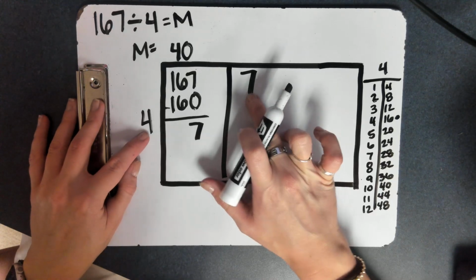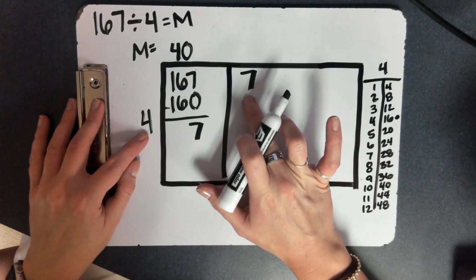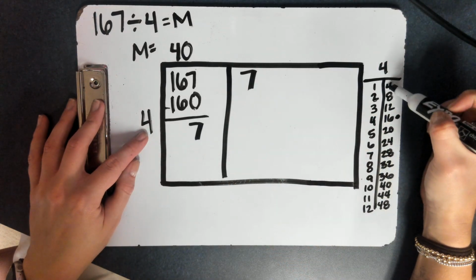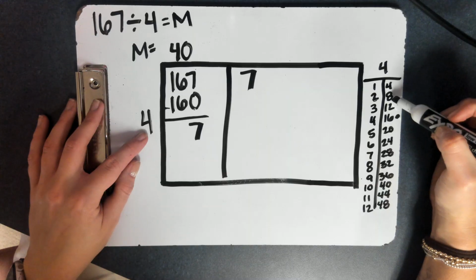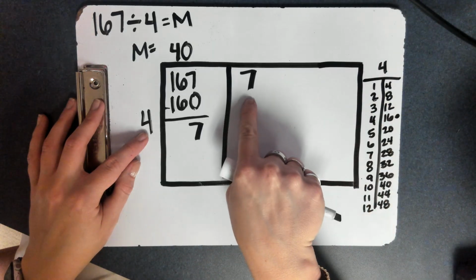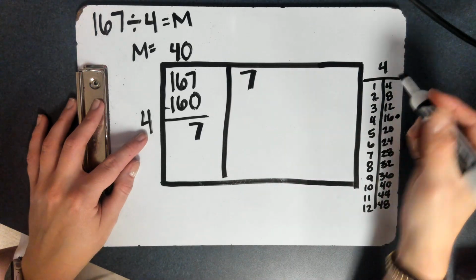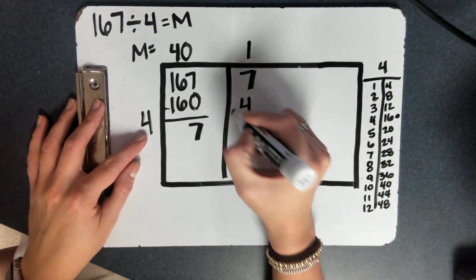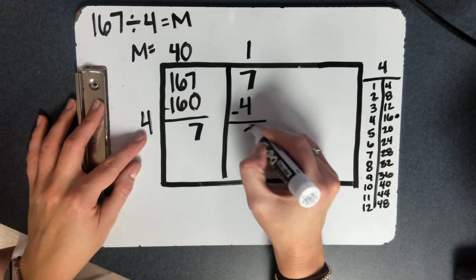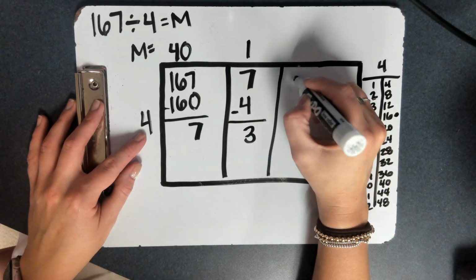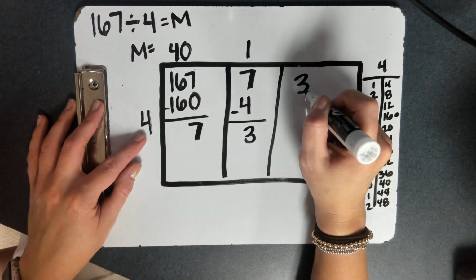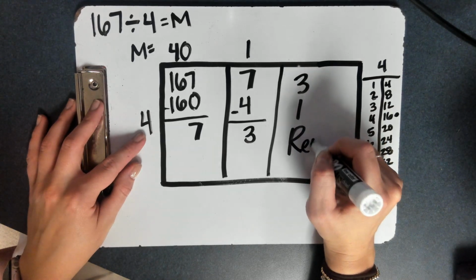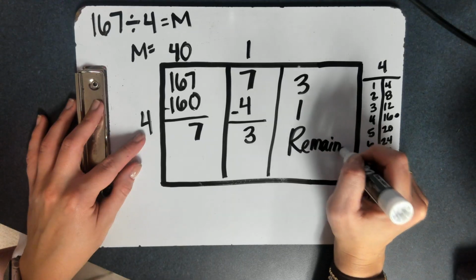However, can I subtract 4 from 7 more than one time? Well, I know 4 times 1 is 4, and 4 times 2 is 8. I cannot subtract 8 from 7, but I can subtract that 4. 4 times 1 gave me that 4. I subtract that, and I have 3 left over. I cannot subtract 4 from 3. 3 is my remainder.